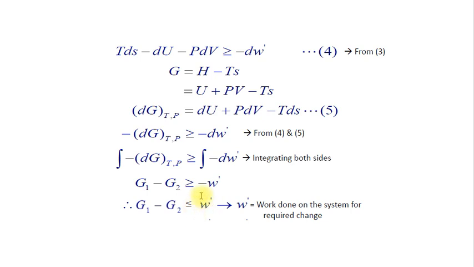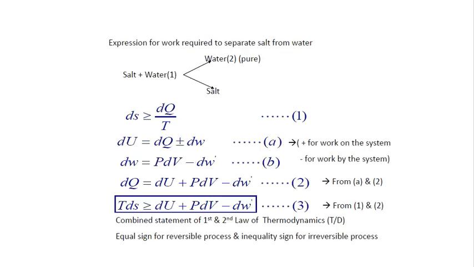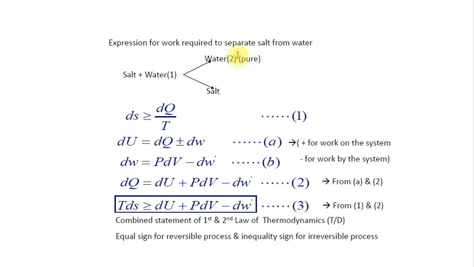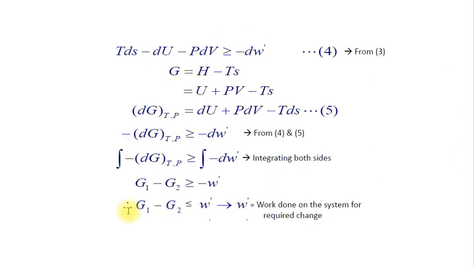So this is the work required for separating the salt and water from the mixture. This is the minimum work required. The minimum work required for separating the salt and water from their mixture should be equal to the change in Gibbs free energy from step 1 to step 2. In step 1 both are in the mixture form, and in step 2 both are in the separated form. So the change in Gibbs energy between the two steps will be equal to the minimum work required.